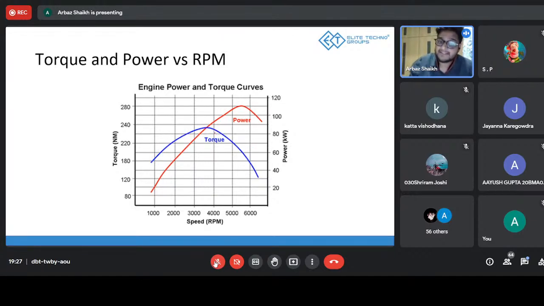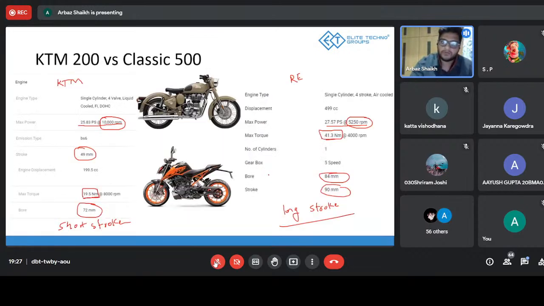As you can see, there's going to be the torque curve and the power curve. As we increase the RPM, till some point, both of them will rise. There'll be a peak point for power, there'll be a peak point for torque, and then they'll start to drop. Both of them will behave the same way. Now let's talk about power.